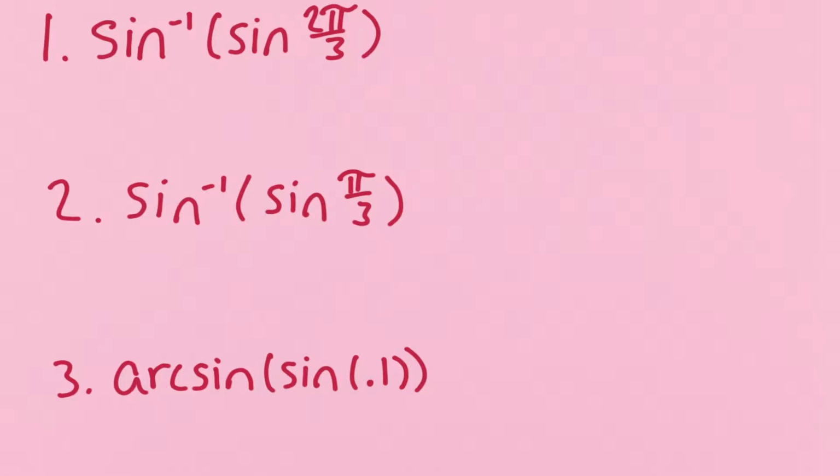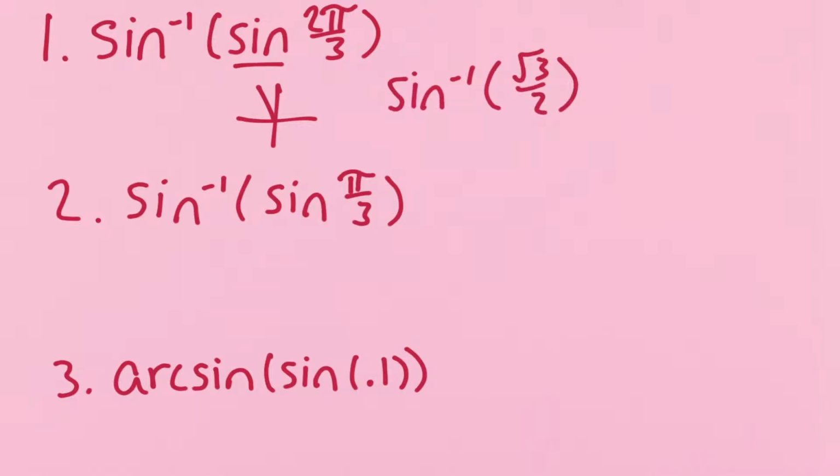Inverse sine of 2 pi over 3. Let's do it the longer way. 2 pi over 3 is here. We want the y value because we're looking at sine, so the y is radical 3 over 2. Now we're doing inverse sine of radical 3 over 2.